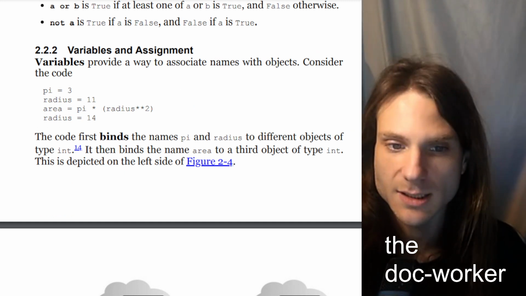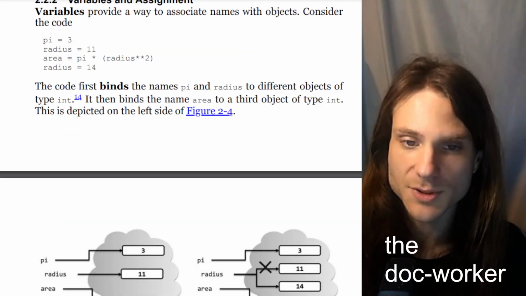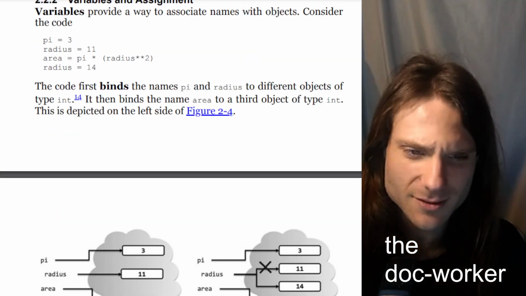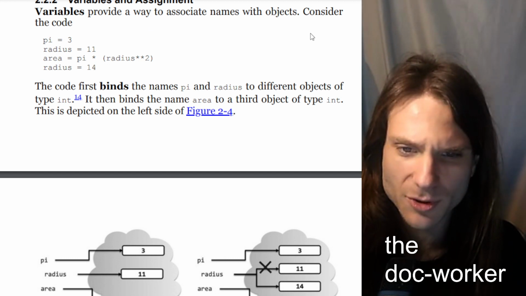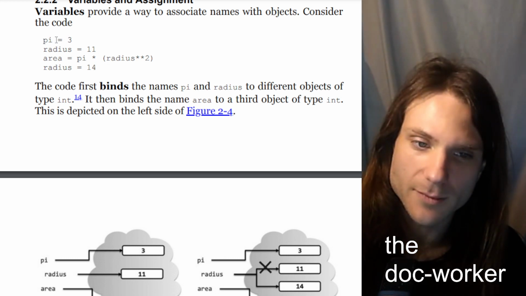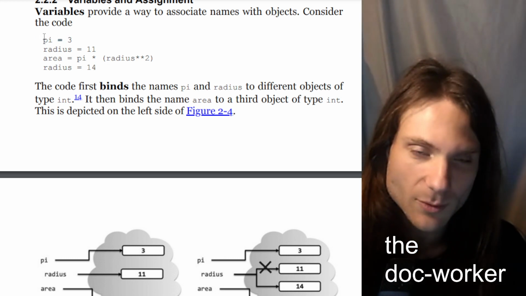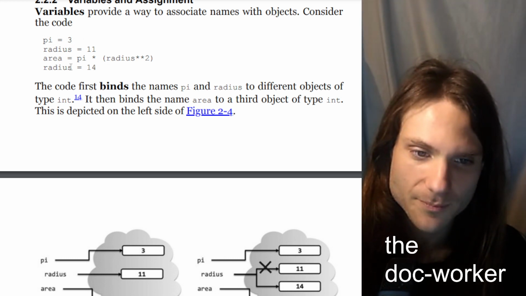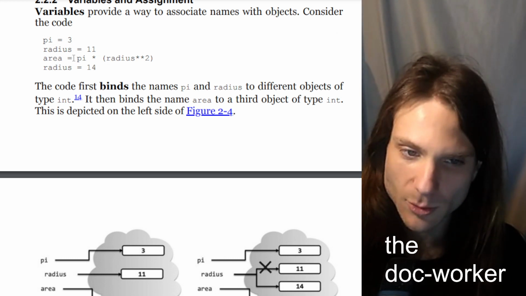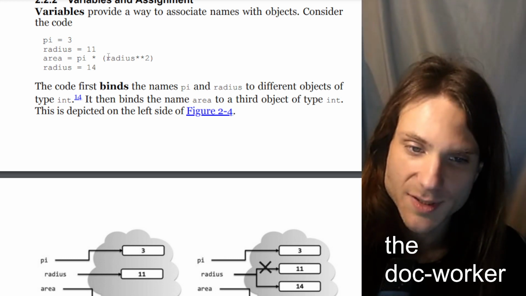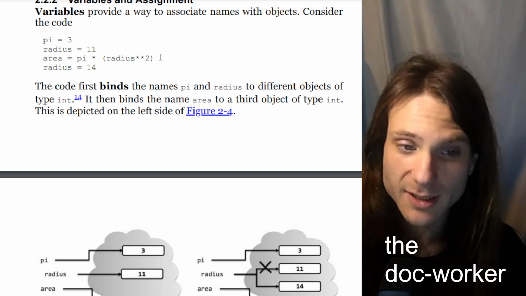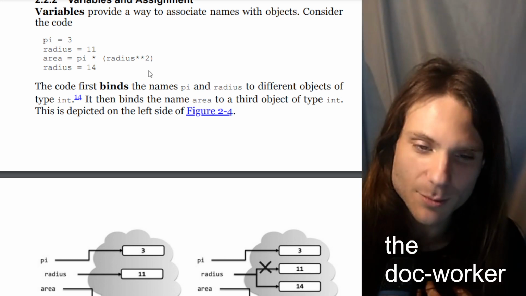2.2.2 Variables and assignment. Variables provide a way to associate names with objects. I just wasn't sure if I was still reading this, but yeah, I guess it's all part of 2.2. Consider the code: pi single equal sign 3. We mentioned that we'd get to this. radius equals 11. area equals pi times, in parentheses, radius star star 2, which means radius to the second power. Probably should have read that table earlier.